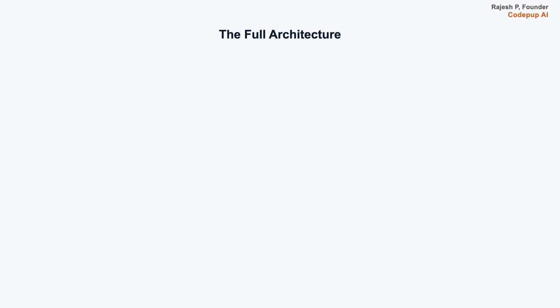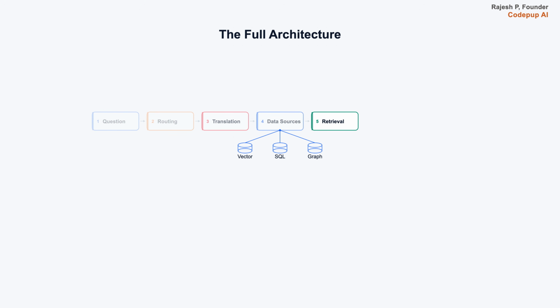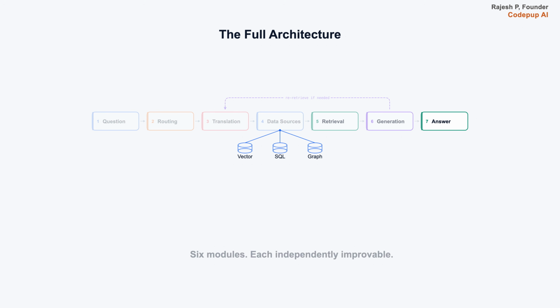Here's the full picture. A question comes in on the left. Before it hits any database, it goes through routing and query translation. Then it gets sent to one or more data sources, vector stores, relational databases, graph databases. The retrieved documents get ranked, filtered, and sometimes re-retrieved. Finally, the generation step produces an answer and can loop back to re-retrieve if the quality isn't good enough. 6 modules, each solving a specific failure mode.